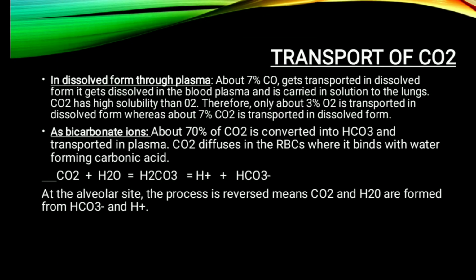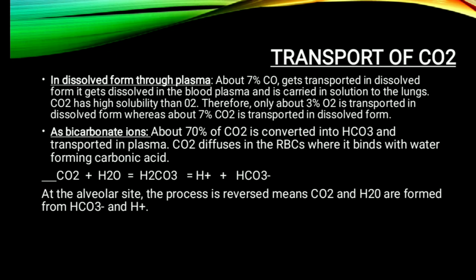Next, we have the transport of carbon dioxide. When we saw oxygen, it was transported in two forms, in dissolved state and in oxyhemoglobin form. But carbon dioxide is transported in three major forms. In dissolved form through plasma, about 7% of carbon dioxide gets transported. It gets dissolved in the blood plasma and is carried in solution to the lungs.